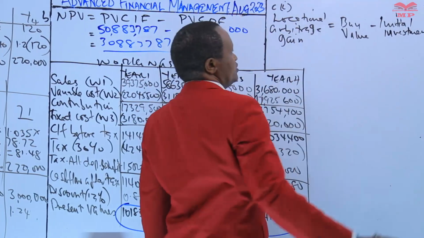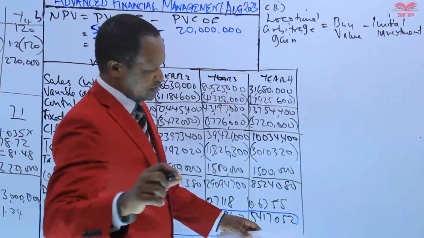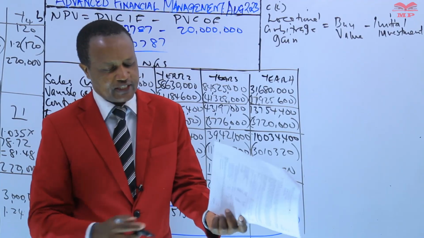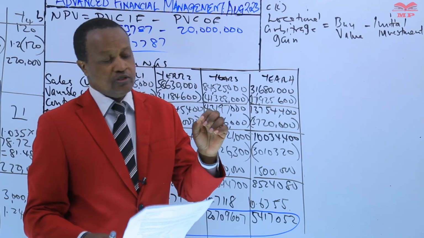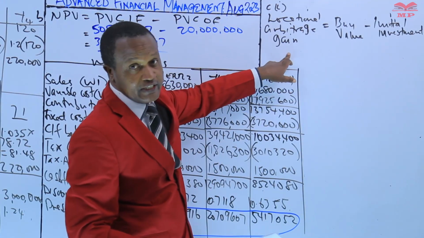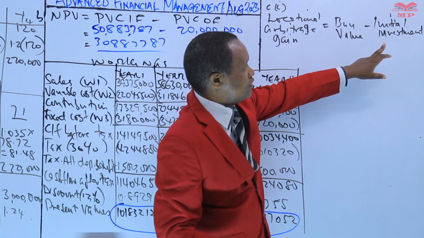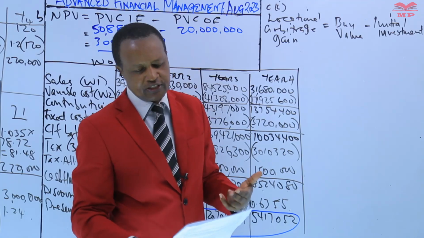He has 3.6 million to invest in the foreign exchange market. So we need two values to determine the locational arbitrage gain: the buying value and the initial investment. Initial investment, we already have it. That is 3.6 million.